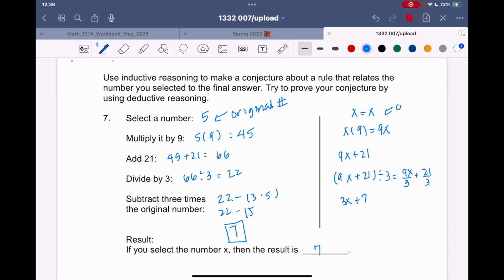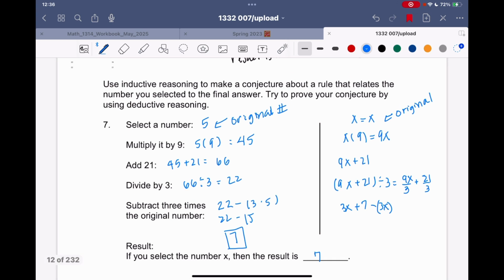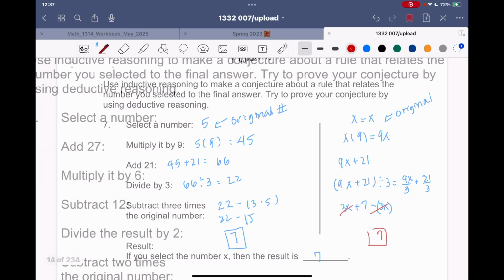And then it says to subtract 3 times the original number. This is my original variable, which we're going to call our number, right? Well, it's an unknown number. So we subtract 3x. When you're subtracting and they're on the same line and they have opposite signs, they go away. So my answer here is 7. So it works with variables and numbers.